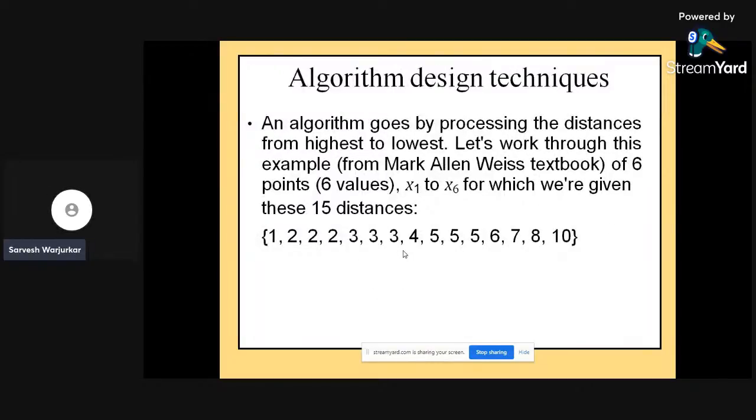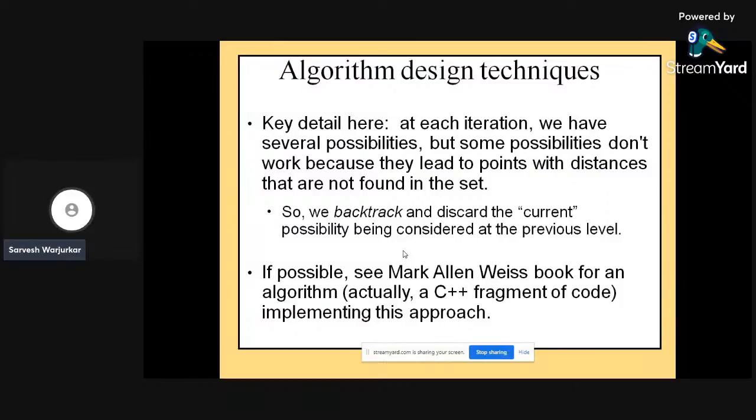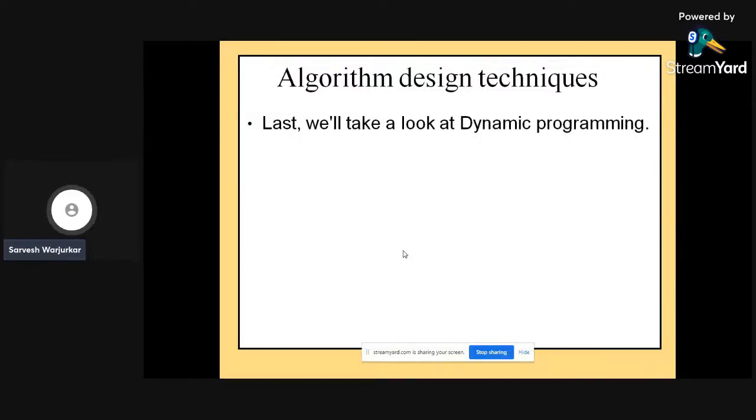This is an example of backtracking. Unless and until you are able to place all the given elements and all the given values according to their distances, like x1 to x6 and so on. There are various key details at each iteration. We have several possibilities, but some possibilities do not work because they lead to points with distances that are not yet found in the set. So we need to backtrack and discard the current possibility being considered at the previous levels. If possible, we can also go with the algorithm which is given to you.